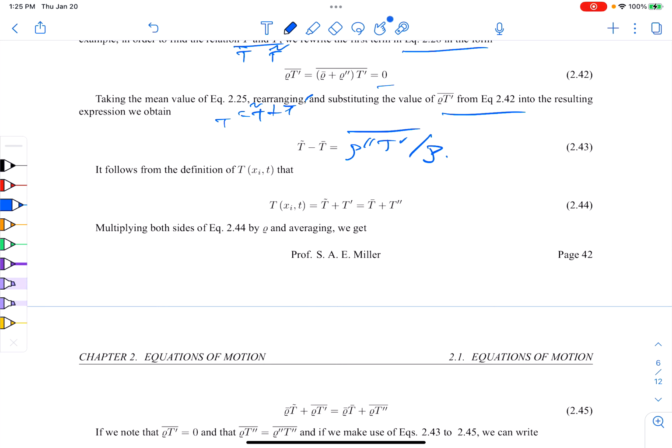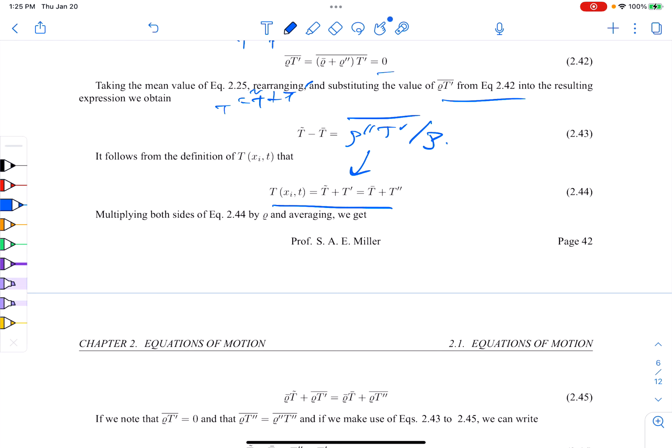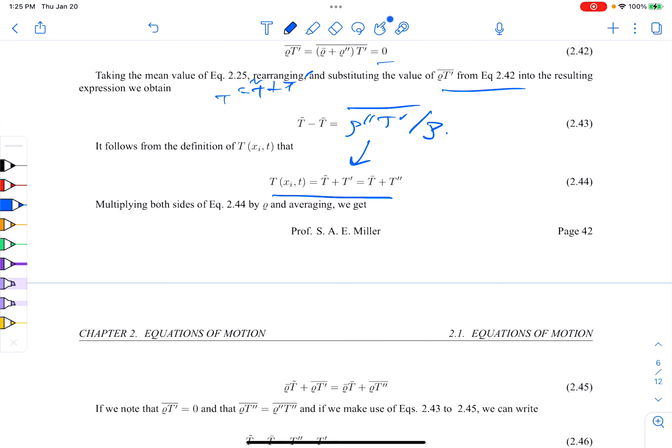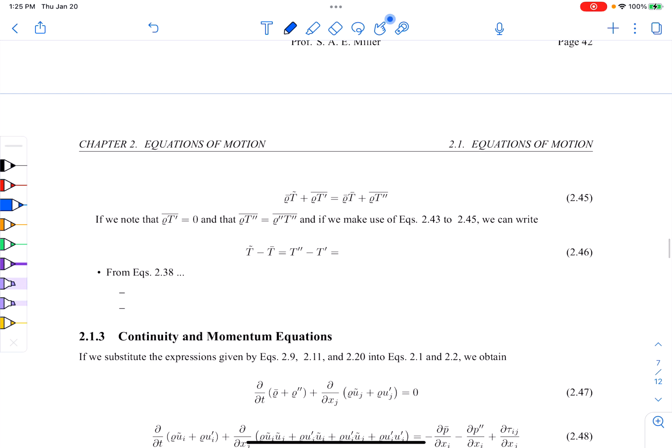According to the definition of t, we can also now expand this here and write t as t bar plus t double prime. So the mass and fluctuating quantities are going to be the same. Multiply this whole equation through by density, and we'll get equation 2.45.